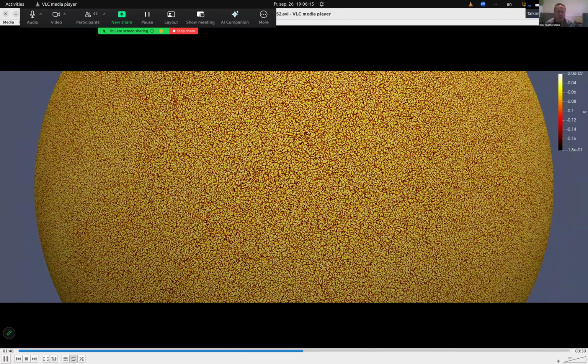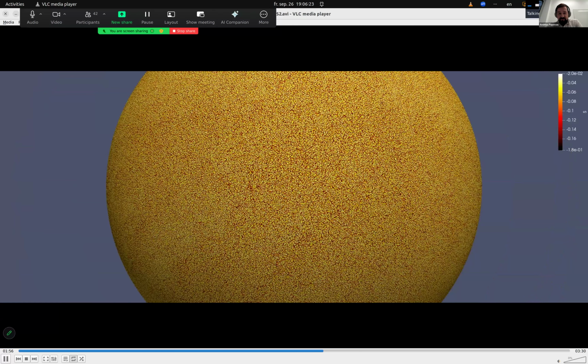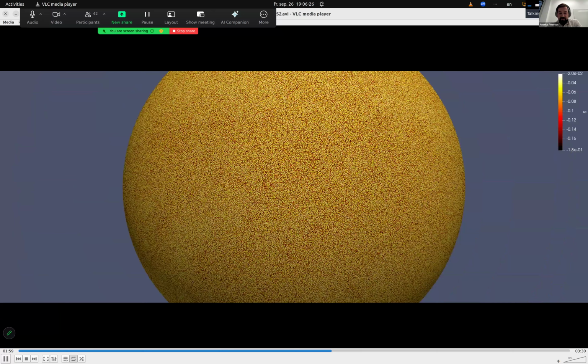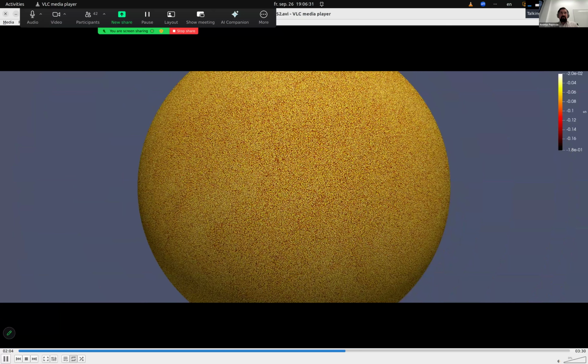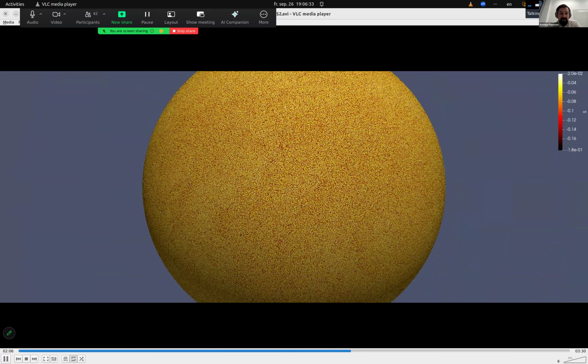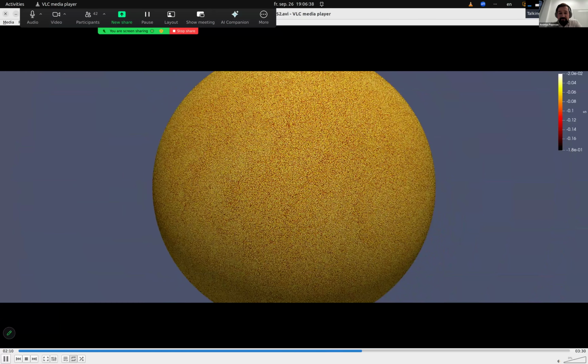Is it a 2D surface we're seeing, or is it a true 3D rendering? This is a 2D surface from the 3D simulation. Okay. The simulation spans from 0.65 to 99.8.